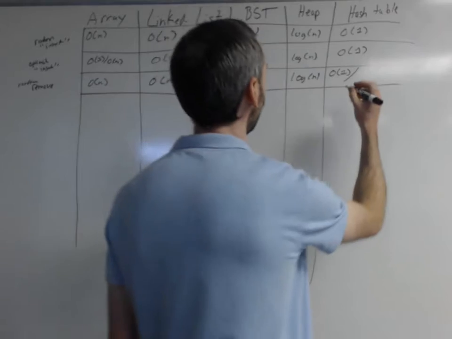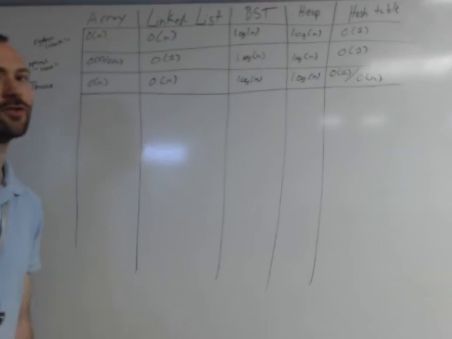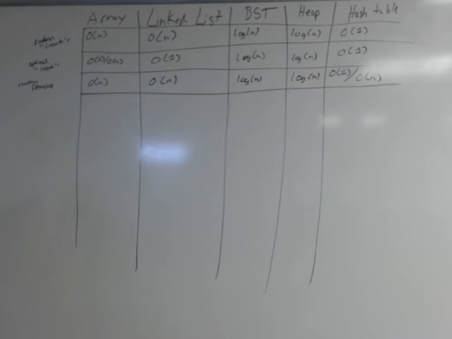O of N, right. Because if everything hashes to the same location, you have to go through that whole linked list, find the piece, and then remove it. Okay. Well, I mean, hash tables still look pretty good overall.